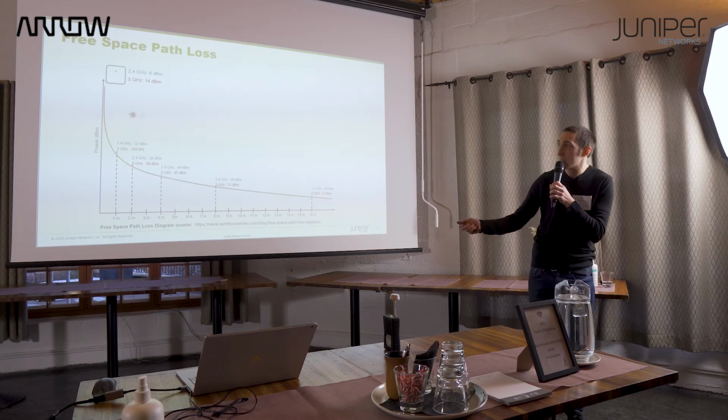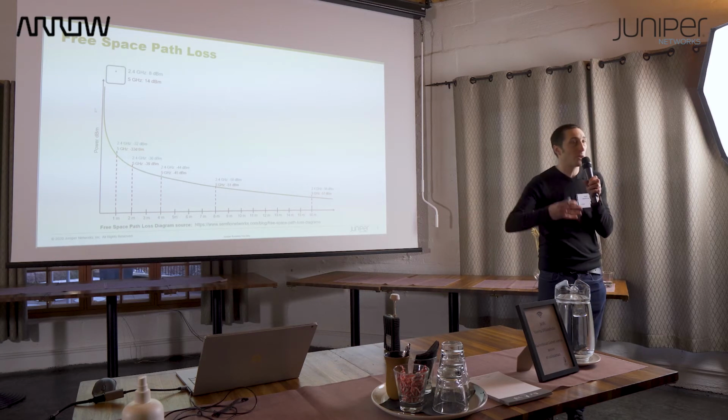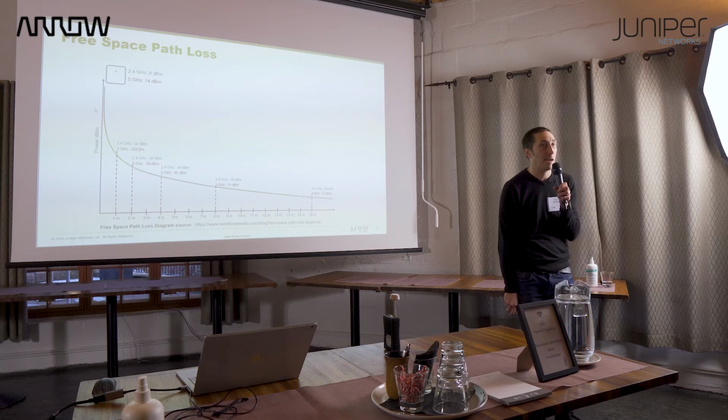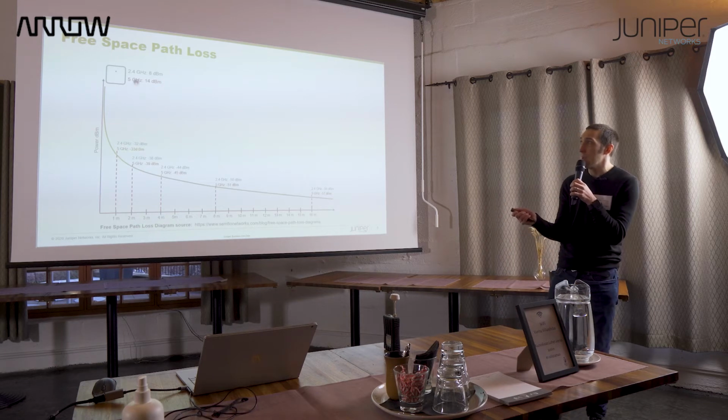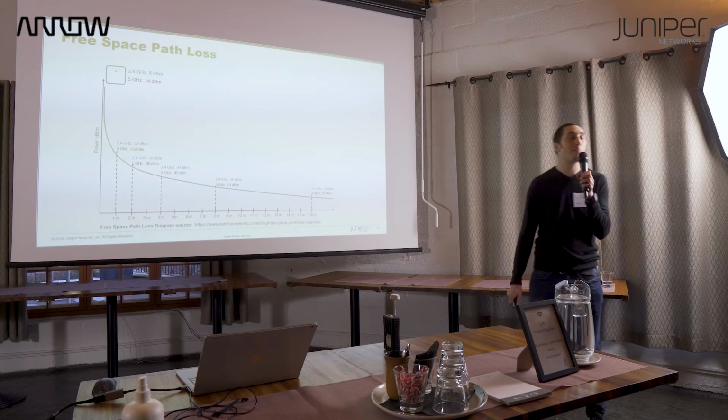In fact, over the first metre, we lose the majority of the power that we transmit from an AP, just over the first metre. If we take a look at this example here, we've got the 5 gig radio transmitting at 14 dBm. By the time I get to 1 meter, it's at minus 33 dBm. That's a 47 dB drop.